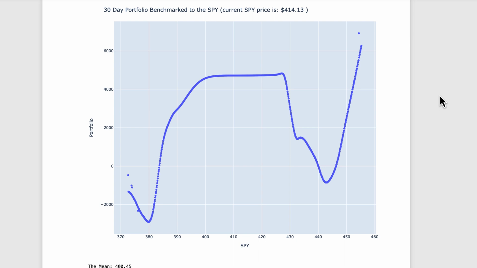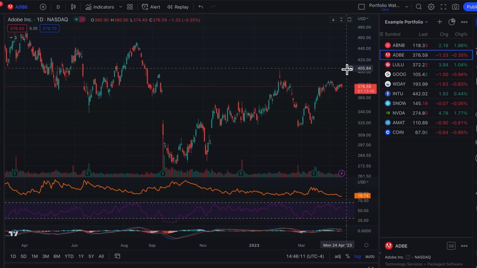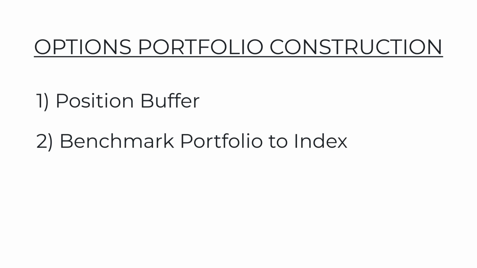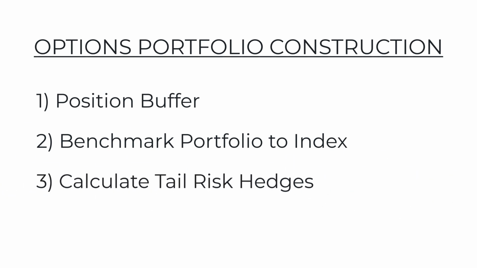So when it comes to managing an options portfolio, you want 2 or 3 things in place. Number one, you want to have the biggest buffer possible on the majority of your positions. So we were going through each of our positions here and the buffer we had on each of these. We went through each one. We had like 5-7% buffer on some of these. That's what you want. Number one is you want a big buffer on each of your positions. Number two, you want to benchmark your overall portfolio to a major index. And number three, you want to calculate the areas where you need to hedge that portfolio in order to minimize those downside risks or upside risks, as it may be the case.